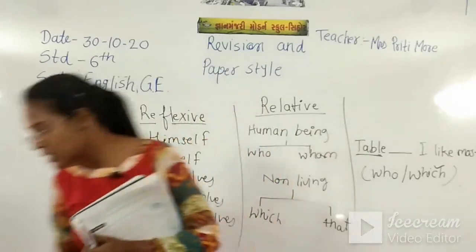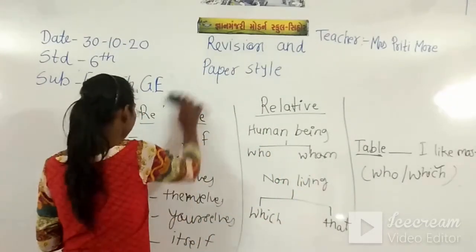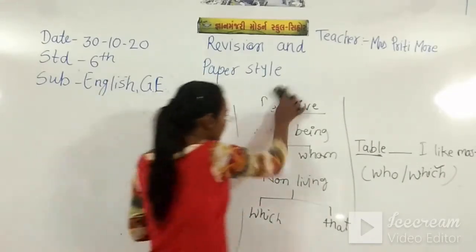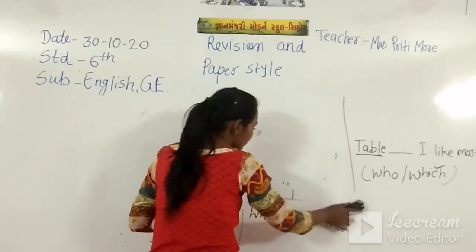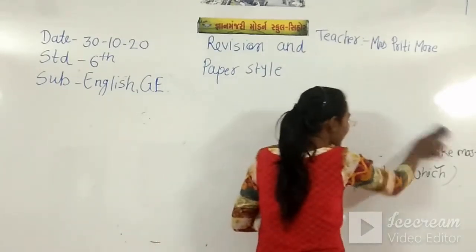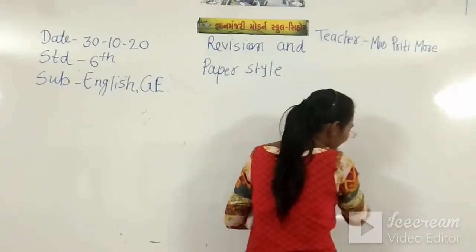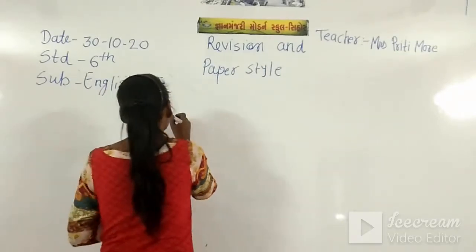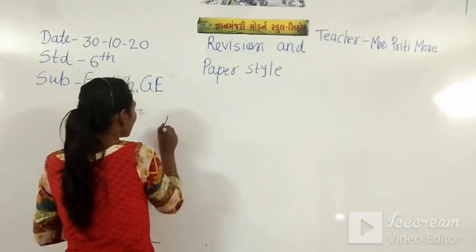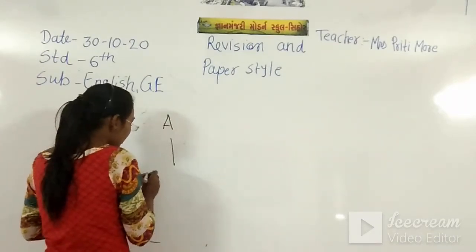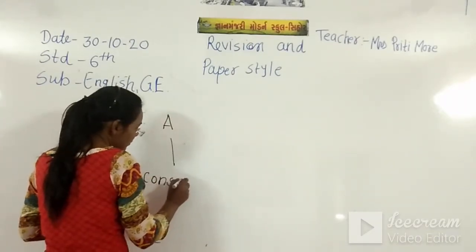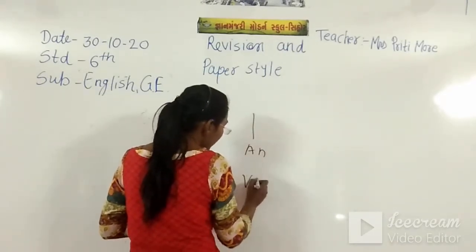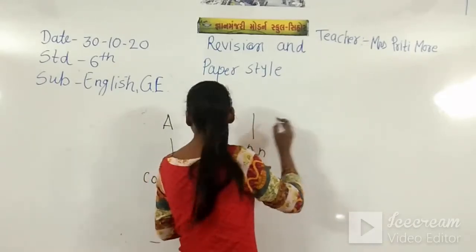Now the next one is the article. There are 3 articles: a, an, and the. So this chapter also I taught you in detail. We use a when the word begins with a consonant, and we use an when the word begins with a vowel.